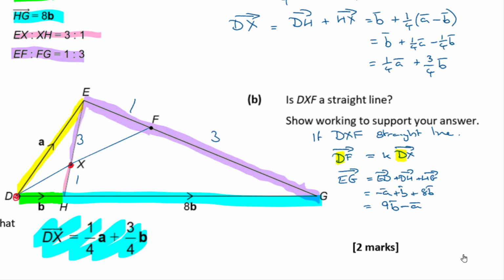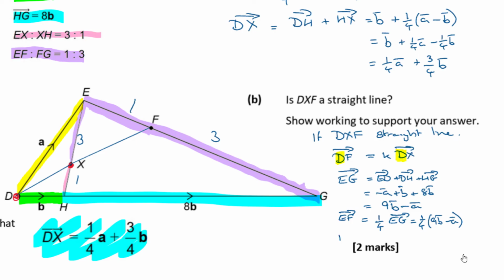Okay, so now I know e to g, I can find e to f. So e to f then is going to be a fraction of e to g. What fraction is it? Again, I've got these in the parts 1 to 3. So e to f is 1 part out of 4 parts. So it's going to be a quarter of e to g then, isn't it? Which is going to be a quarter of 9b minus a. Now I know e to f, I should be able to find d to f.